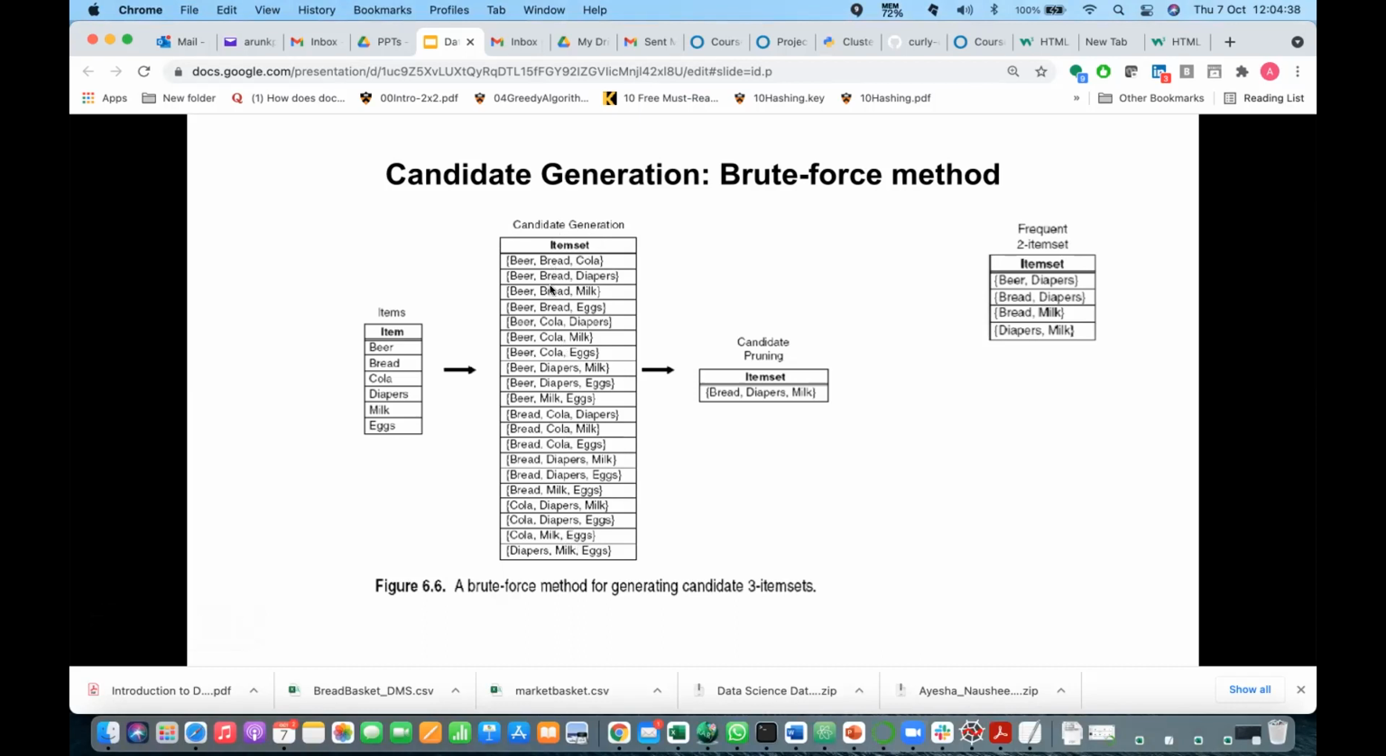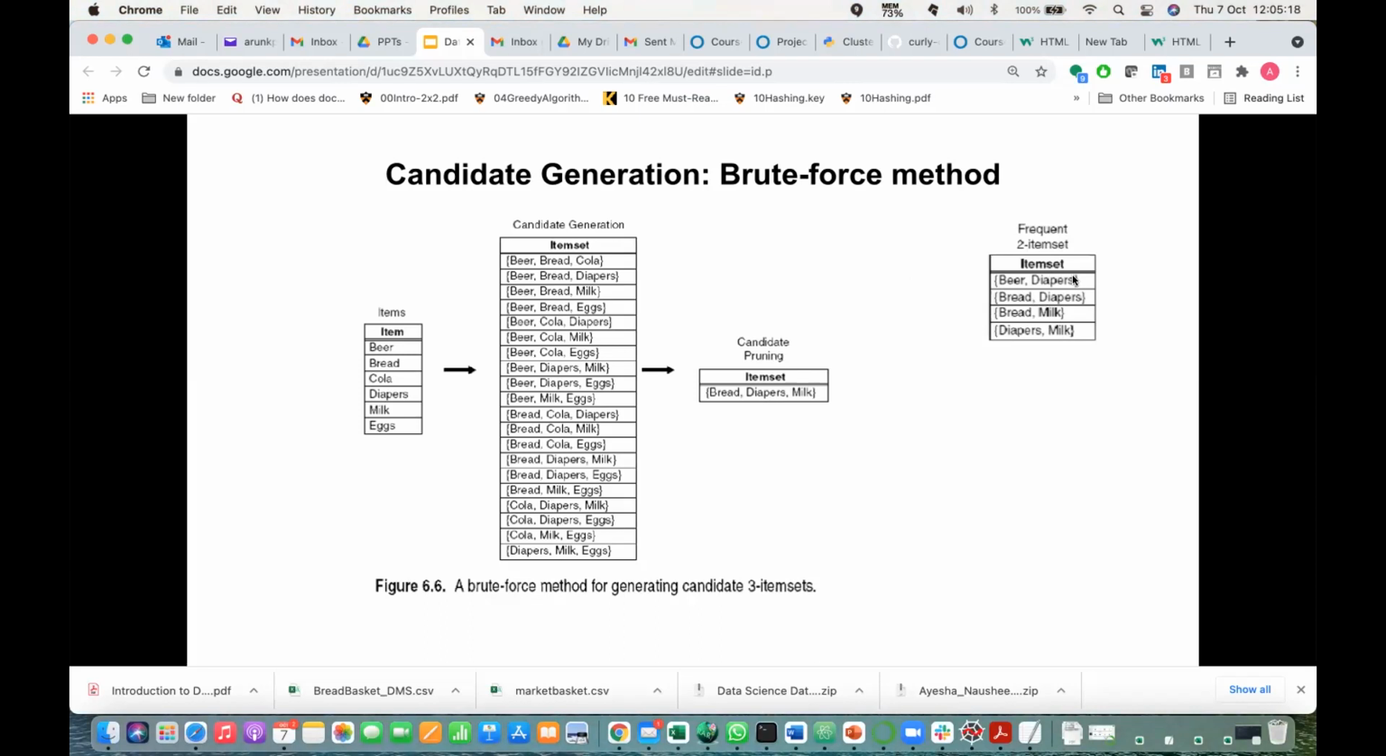Now count these: 1, 2, 3, 4, 5, 6, 7, 8, 9, 10. The remaining are another 10, 11, 12, 13, 14, 15, 16, 17, 18, 19, 20. So if you use the brute force method, you need to take all combinations, 6C3. Then in candidate pruning, only one set, bread, diapers and milk, has become eligible. Then for frequent item sets, you find beer, diapers, bread, milk, and diapers and milk.